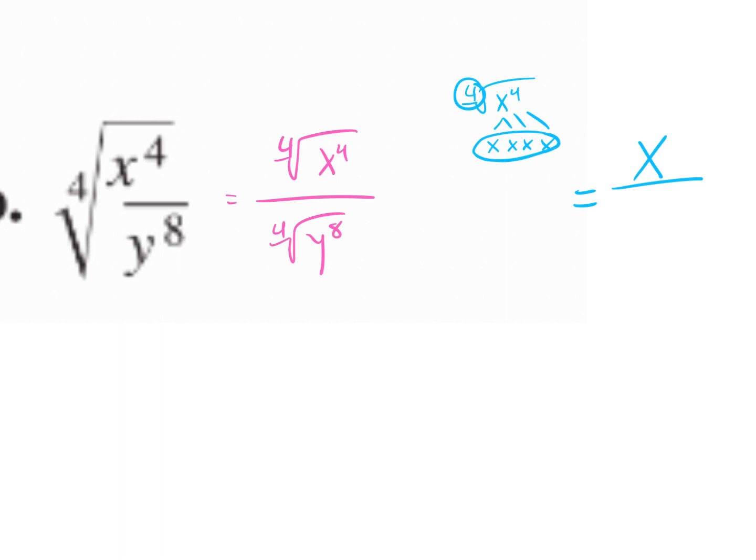Let's do the same thing with the y's. How many y's do I have inside here? 8. So if it helps, write them 8 times. And I'm circling groups of how many? Groups of 4. So I have 2 groups of 4. So what would come to the outside? Y squared, because this would be y times y.